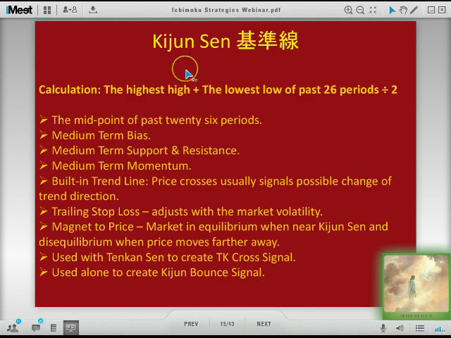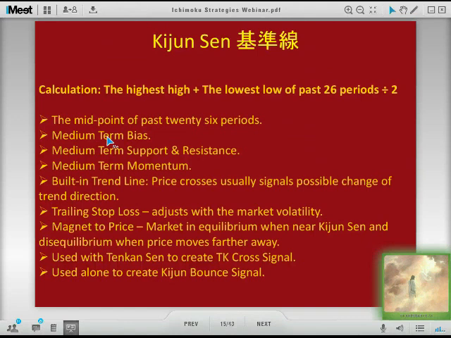So here we want to study the Kijun-sen because this is going to be a vital part of our trading for the two strategies we're going to use. So the calculation: the highest high and the lowest low of the past 26 periods divided by 2. So basically that's going to be your midpoint for the past 26 periods. It's your midterm bias of the market. So it's going to tell you on a midterm range if the market is bullish or bearish.